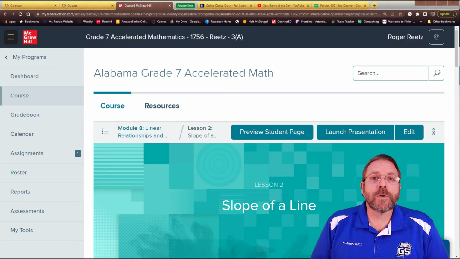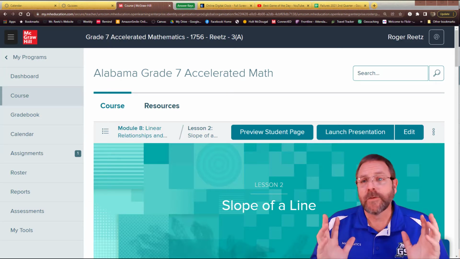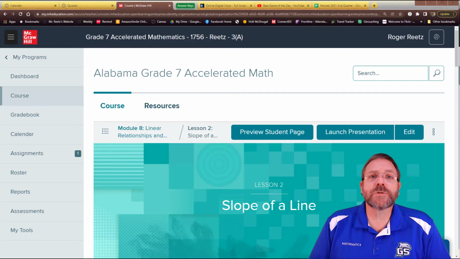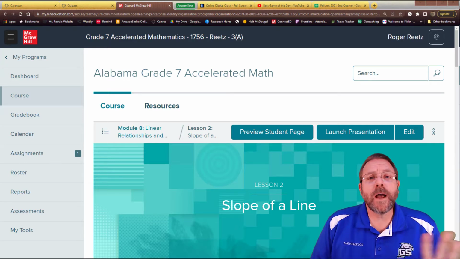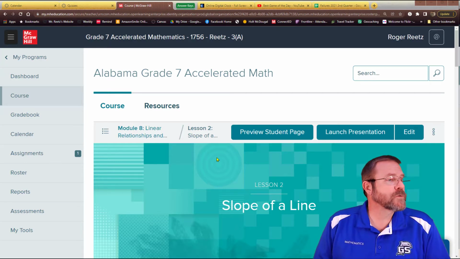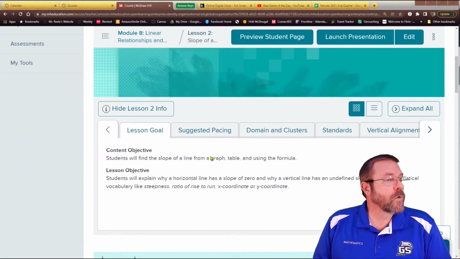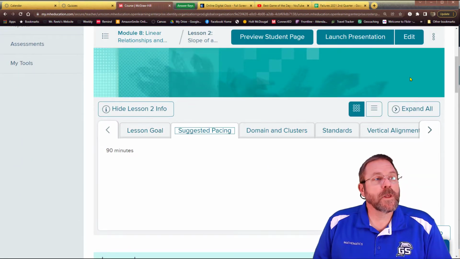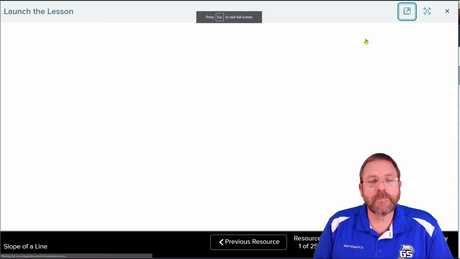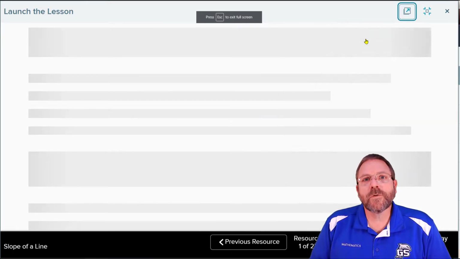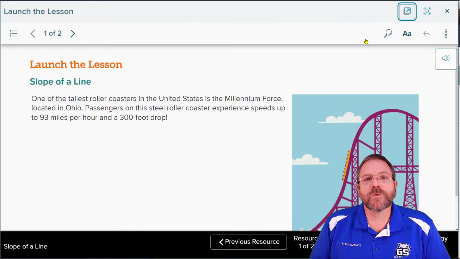Today we're going to be working on Module 8, Lesson 2, which involves the slope of the line. Slope of the line is a huge concept, and you're going to be doing all kinds of stuff with this as you go through algebra on up into high school. According to our pacing guide, they're claiming this is going to be a 2-day lesson. So let's get into it. Looks like we have 25 resources to get through, and that's quite a bit.